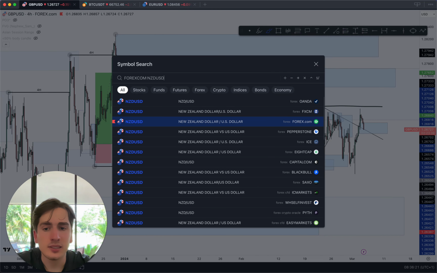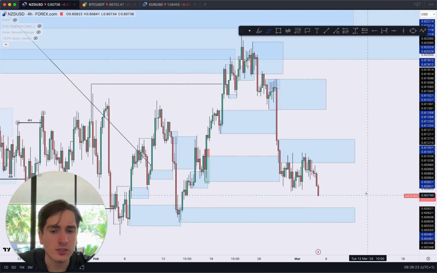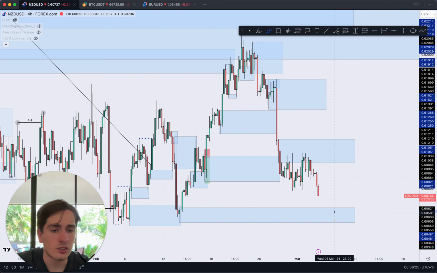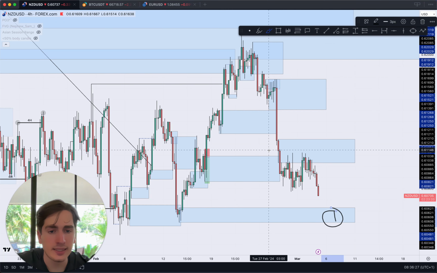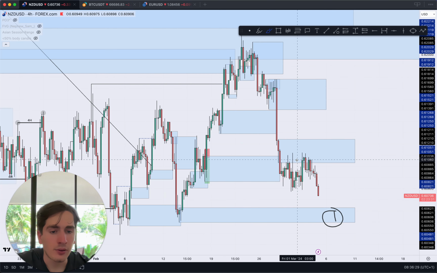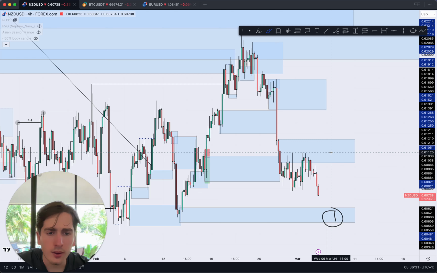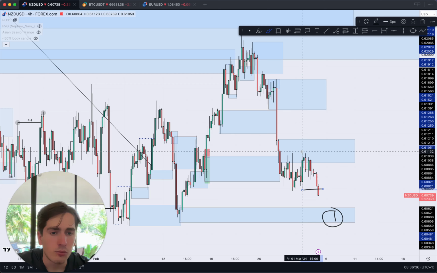Now, NZDUSD, what I'm looking for there is pretty similar to Aussie dollar. Still further downside is expected. For now, we're just respecting this area of supply. Not much for the rest. I mean, this is the fractal low, which is now broken. We were trading in between here.